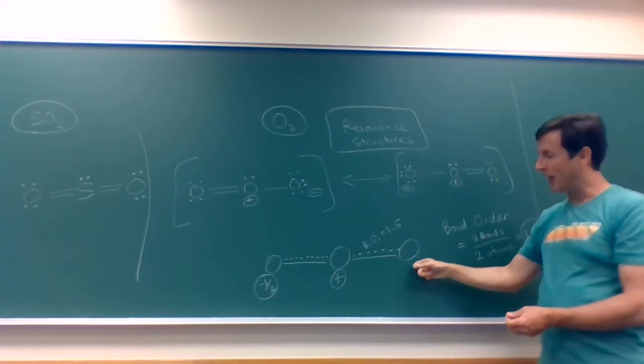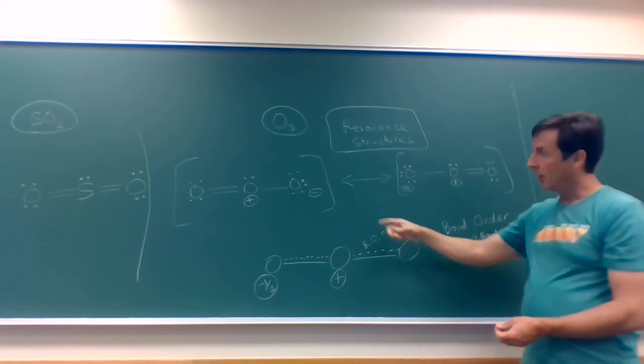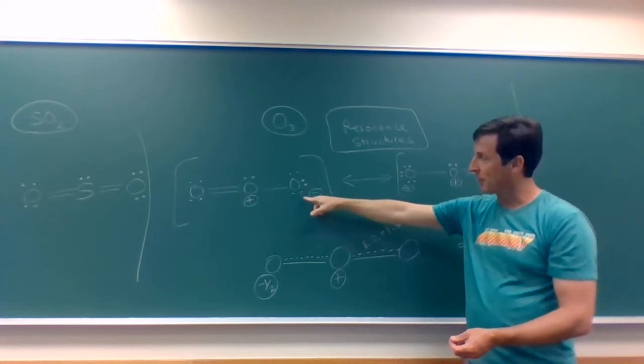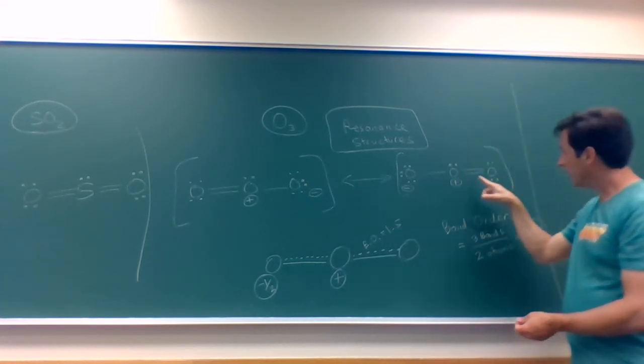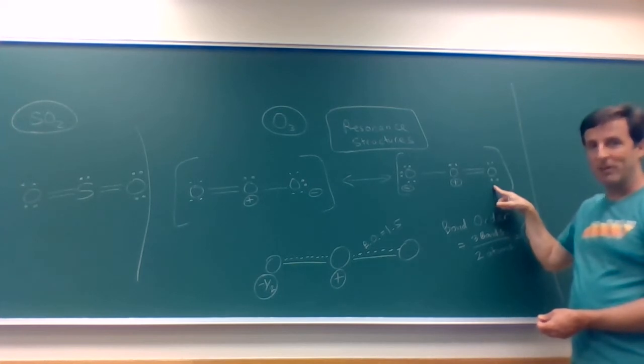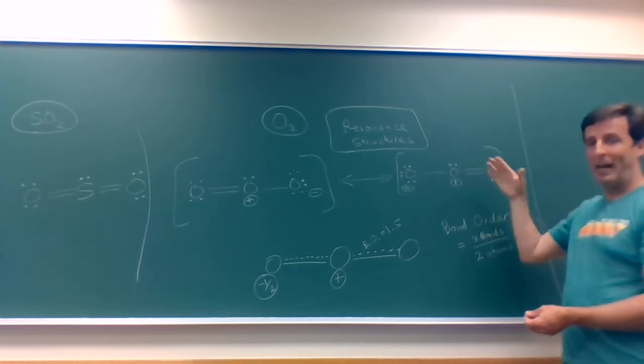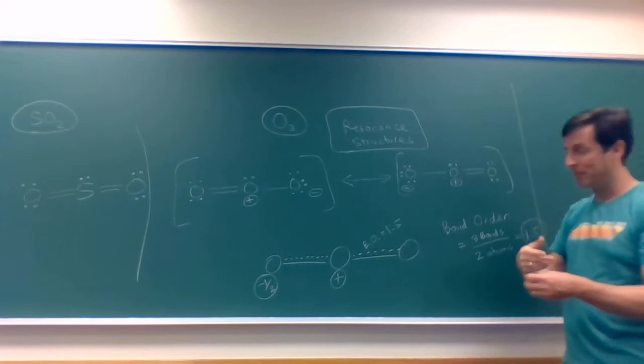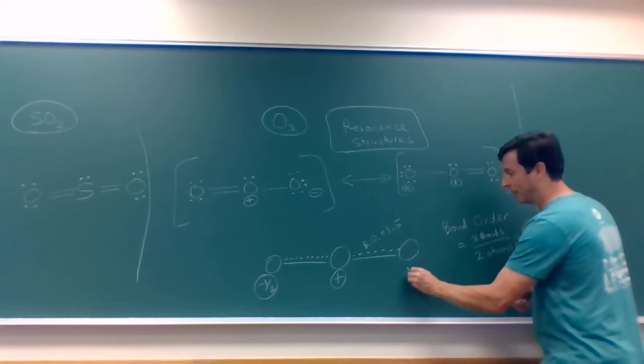Then I look at the other oxygen and say, well, in this structure, it has a -1 charge. In this structure, it doesn't have a charge. So he also has a negative charge half the time. So his charge is -1/2.